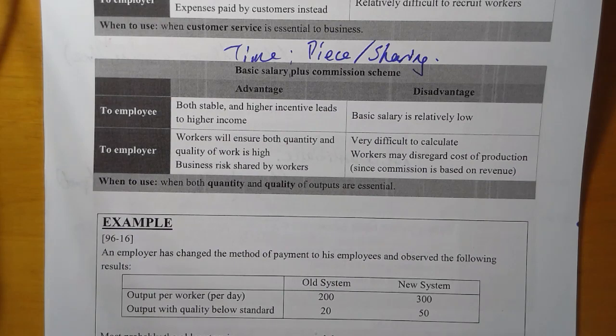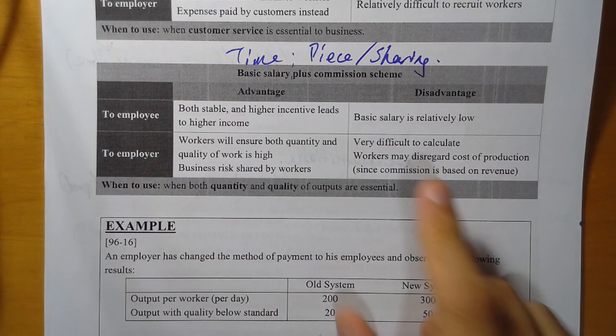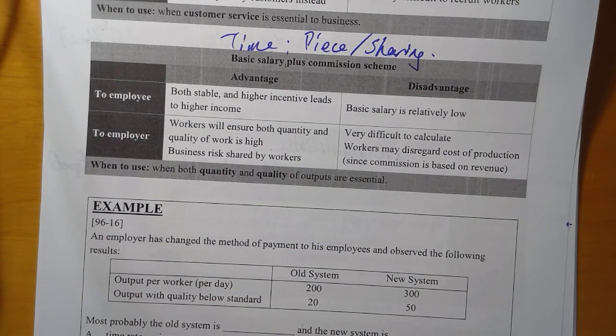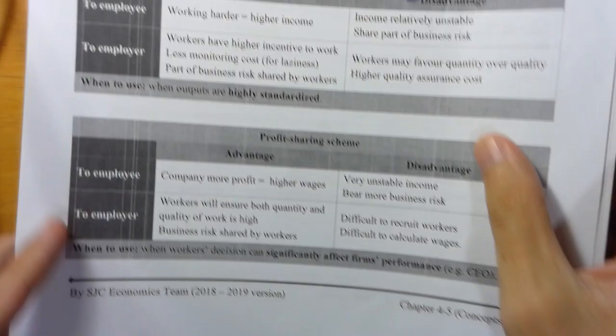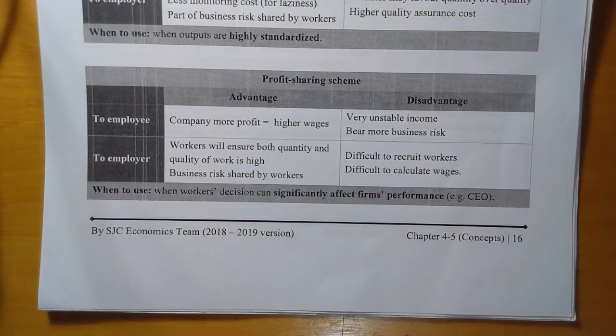Now here, bad thing, quite unstable and quite difficult to calculate. 得唔得啊？Now, finally, we have a very risky wage payment method we call profit sharing scheme. Profit sharing 嗱，今次啦，profit sharing.